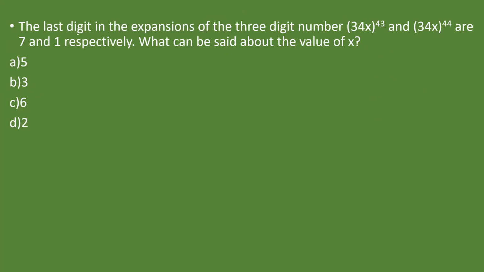Right. The last digit in the expansions of 3-digit numbers 34x, and 34x whole to the power of 43 and 44, are 7 and 1 respectively. Last digit means what? Nothing but unit digit only. He is speaking about unit digit. What can be said about the value of x?